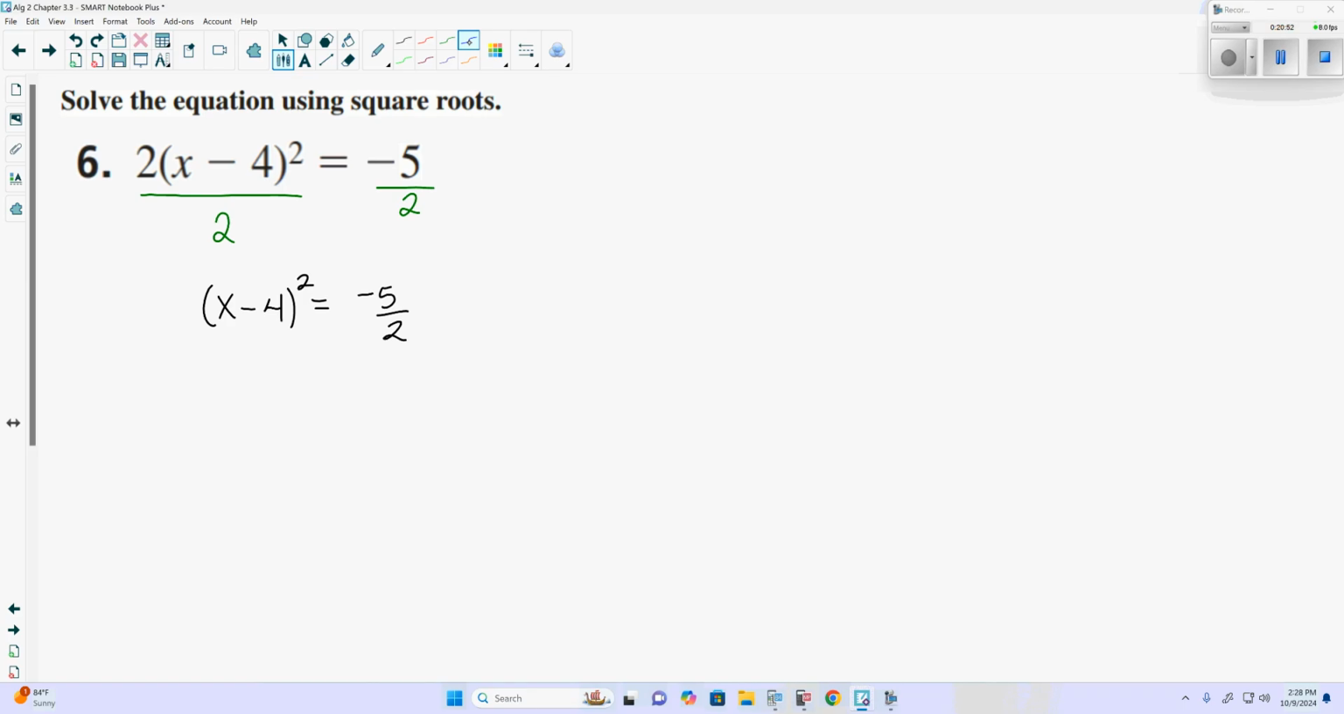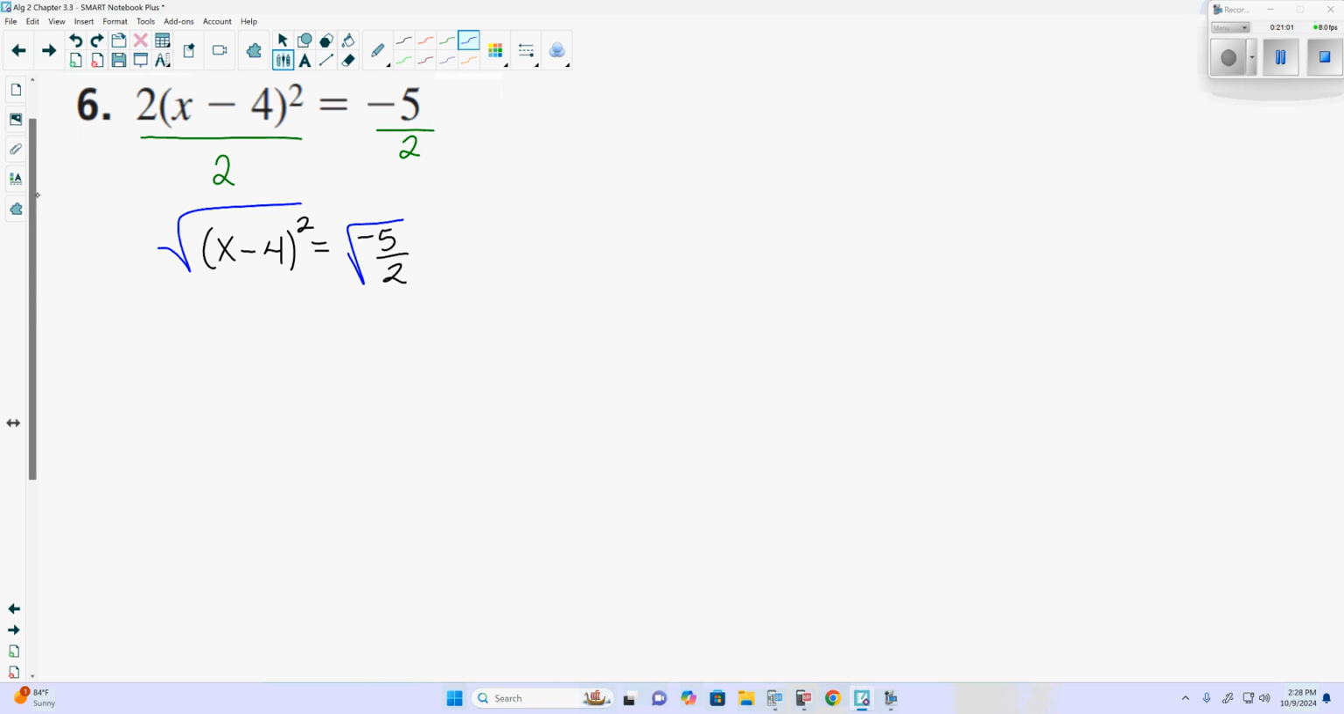Our squared term is by itself, yes? So we can take the square root of both sides. On the left-hand side, our square root and square cancel, leaving us with x minus 4 is equal to plus or minus the square root of negative 5 halves.